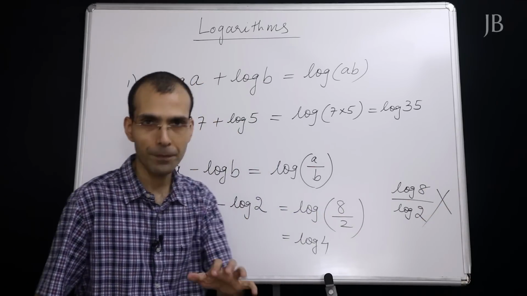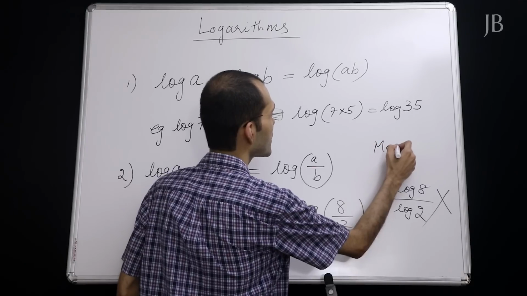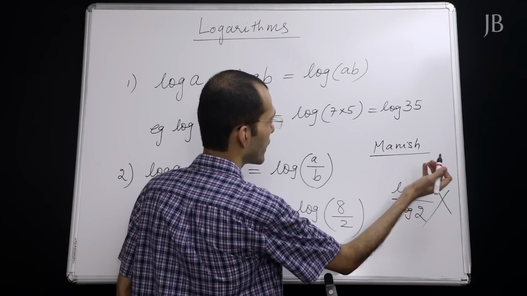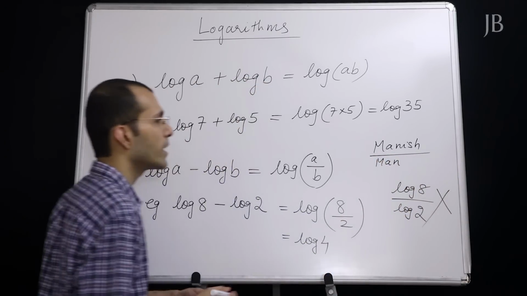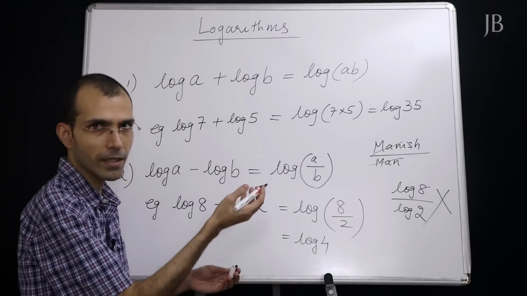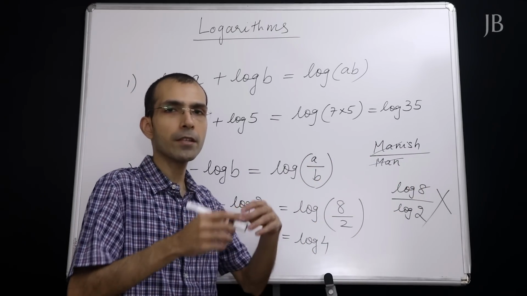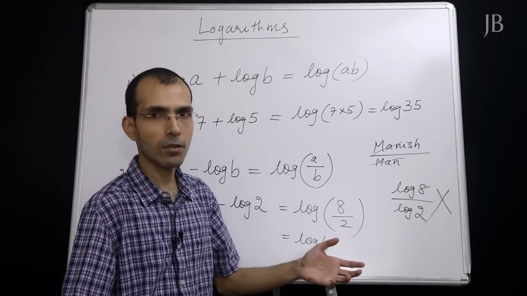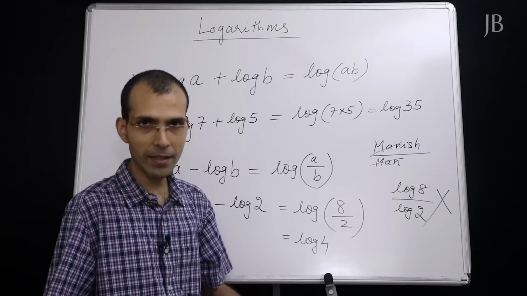Log 8 is single. It is like, say, Manish, name of a person, divided by MAN. What, you will cancel this? No, no. It is meaningless, isn't it? Because Manish is a single word. It is not M into A into N into I into S into H. It is not like that. Manish is a single entity. So you can't cancel like this. It will remain like that only.